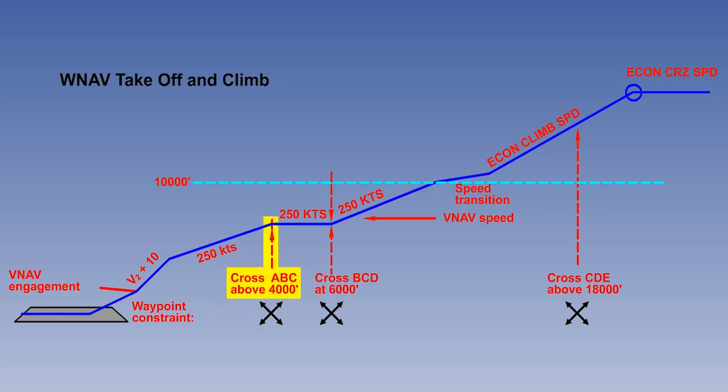We need to cross a radio facility called Alpha Bravo Charlie above 4,000 feet. The computer will have to compute whether, with our present thrust, our airspeed of 250 knots will give us the required rate of climb. Next, we must cross Bravo Charlie Delta at 6,000 feet. Above 10,000 feet, we continue with the climb at the aircraft's economical climb speed, which will vary with the weight and static air temperature, and which will be calculated by the computer and passed to the auto throttle.